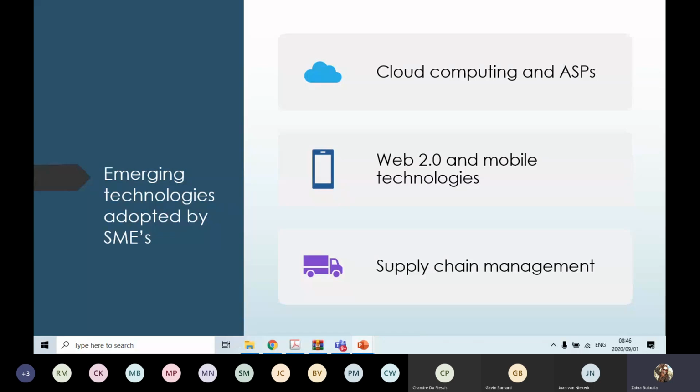So yes, IT would be very much important for these aspects. Although I'm still looking at the email one and think that's not really anything new. But yes, these would be emerging technologies adopted by SMEs.